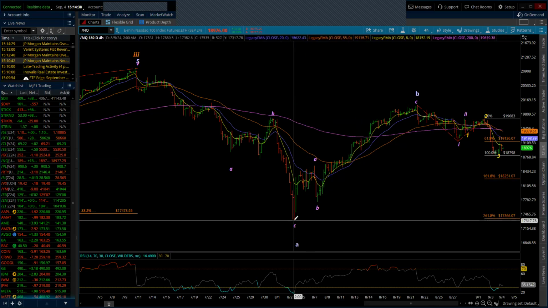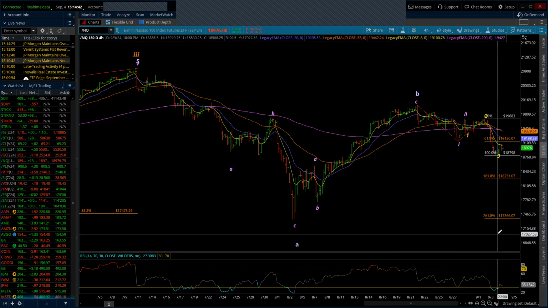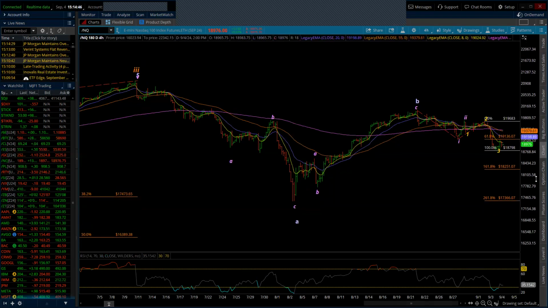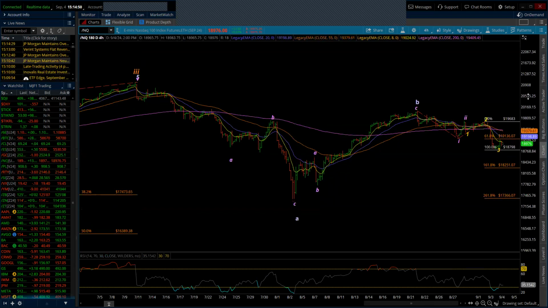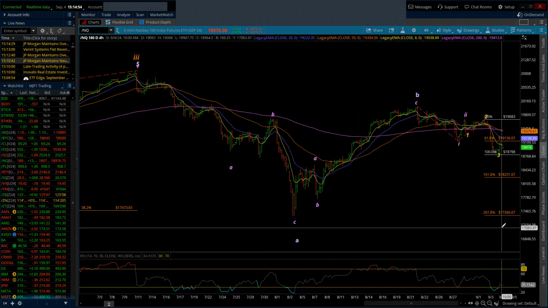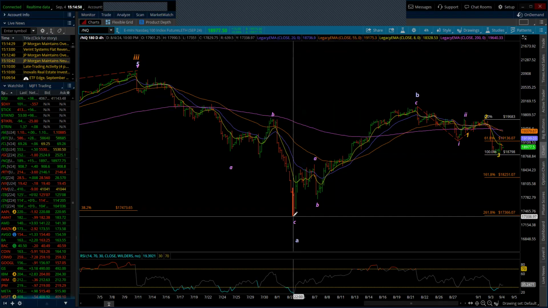Remember, if indeed it's the C wave and the minor 4 is going to complete down here, where did I move it to? Maybe I just took it off. I thought I moved it far enough out of the way. Guess not. So that the 4 would move over. And the expectation would be that it's going to come below 17,351, which is this low right here.